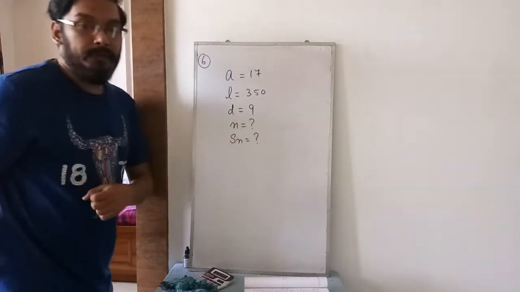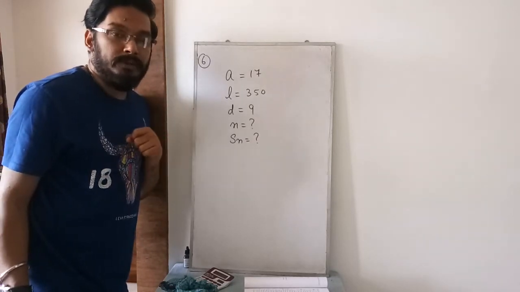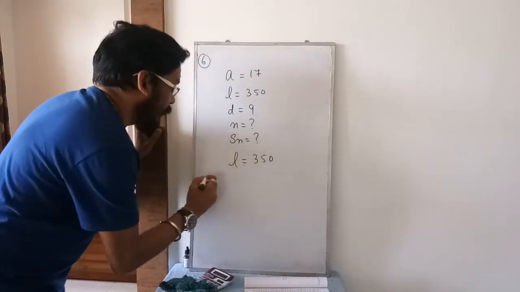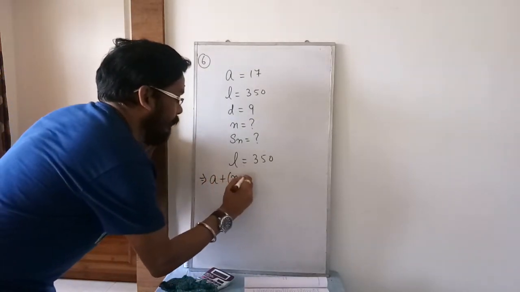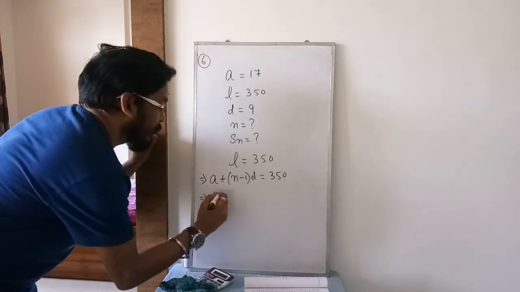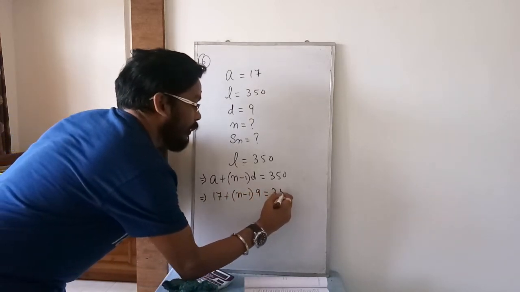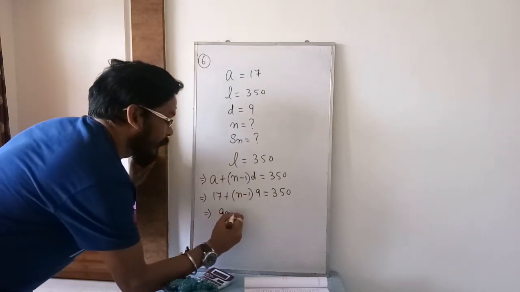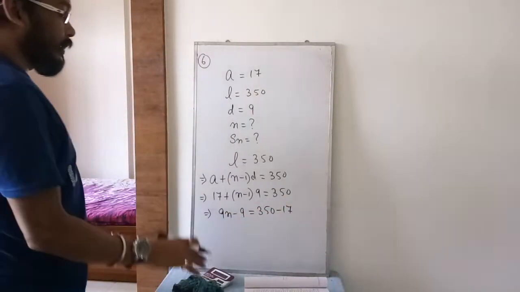To find out the value of n, you can take the concept of the previous sum. By taking the l value, you can find out the value of n. So let me put here l equal to 350. l represents the last term, the nth term, and we know the nth term is a plus n minus 1 into d. Here your a is 17, n is unknown, your d is 9, and it is equal to 350. You can shift the 17 to the other side. Here you can multiply: 9n minus 9 equal to 350 minus 17. Take the screenshot of this part.